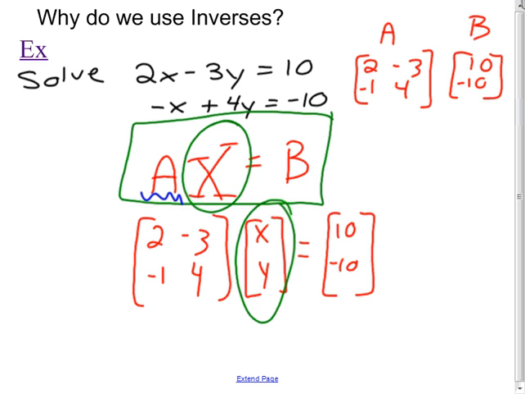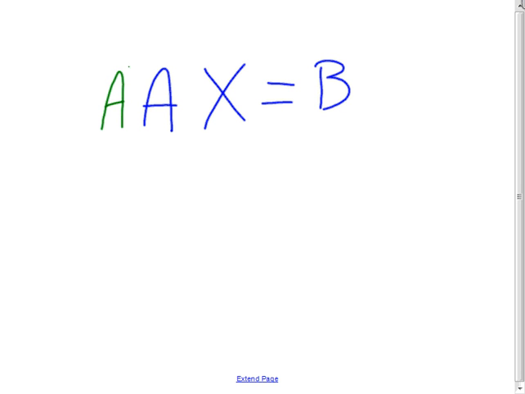I need A out of the picture. So I have this A matrix, and then I have my X matrix, and that equals B. So I have to get rid of A because I've got to get X by itself. In order to get rid of A, I multiply by the inverse of A. What I do to the left side, I also have to do to the right side. Keep in mind, order matters when we do multiplication.